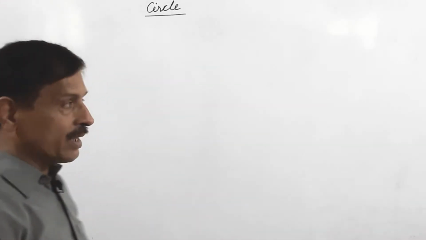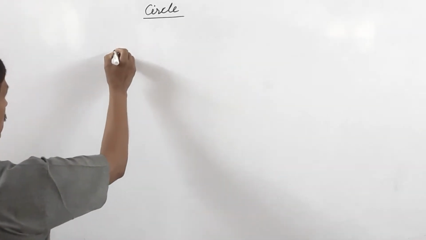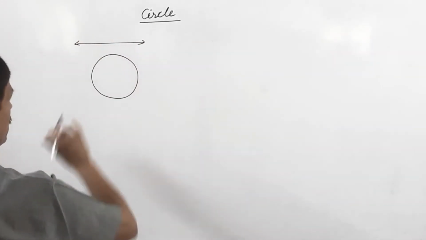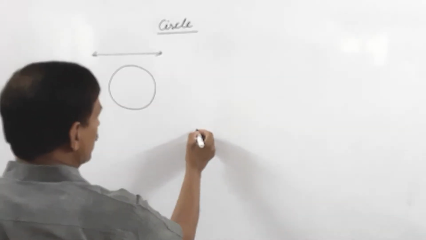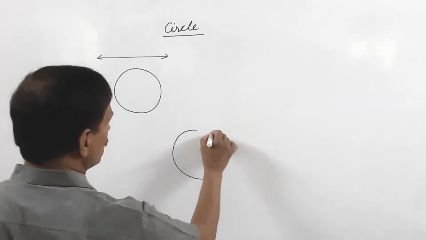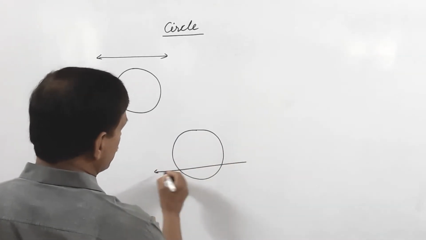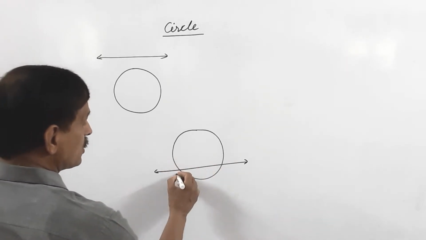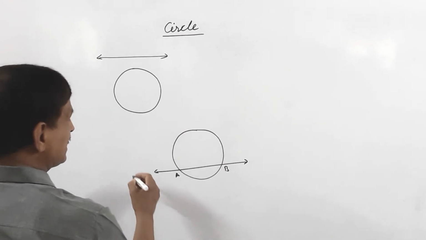In this video, we will restrict our discussion with the concept of tangents. When there is a line and a circle in a plane, three possibilities are there. First possibility, there is no contact between the line and the circle. Second possibility, a line intersects the circle at two distinct points, and such a line is called secant.